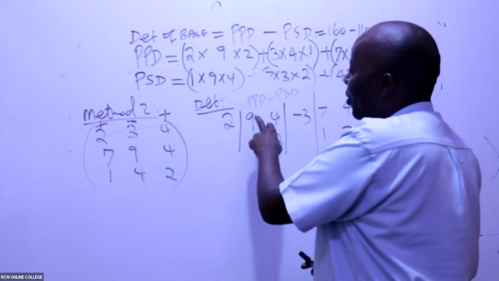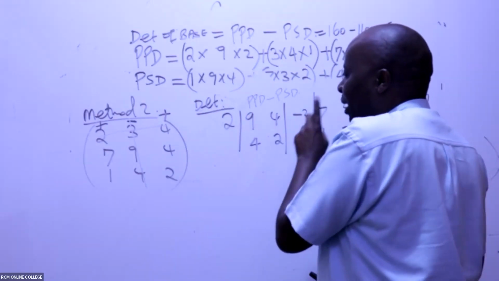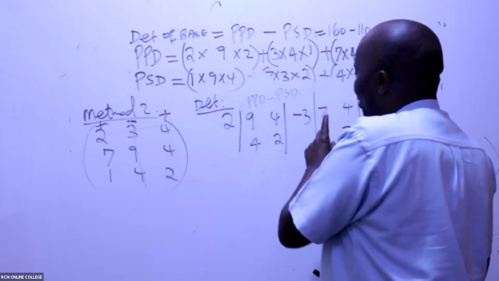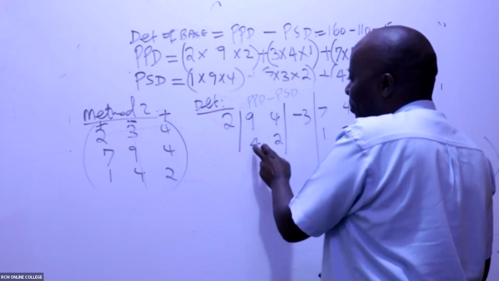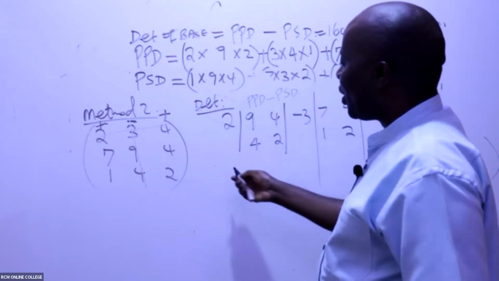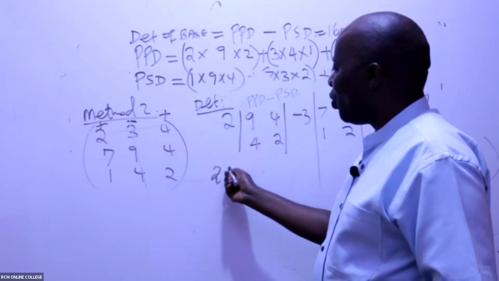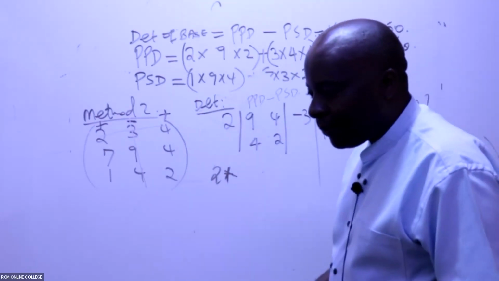So you say your product, 9 times 2, minus, always remember to put the secondary in brackets, so you don't confuse, especially whenever we have signs. So you say 9 times 2 minus into bracket 4 times 4. So what are we getting, ladies and gentlemen? Here, it will be 2 times, please give me this answer.